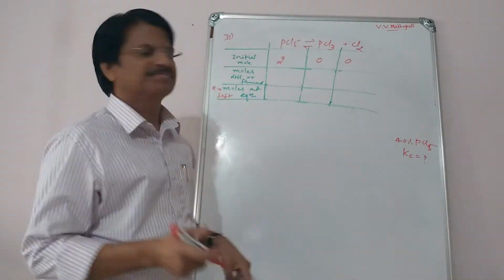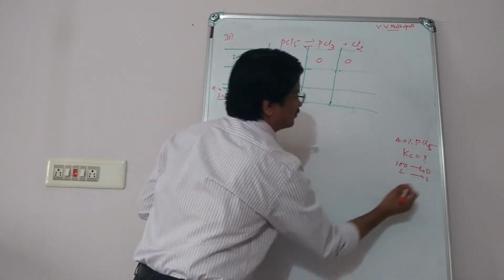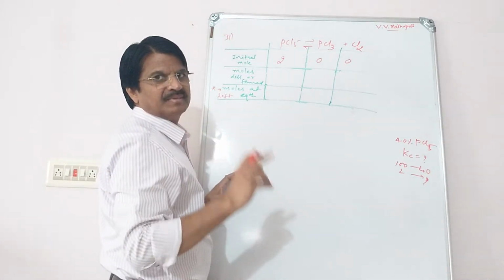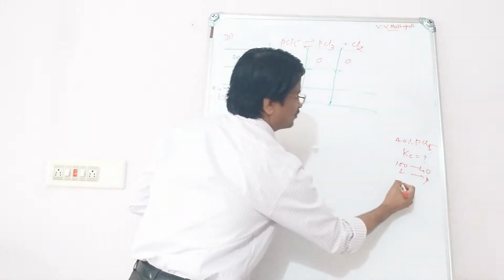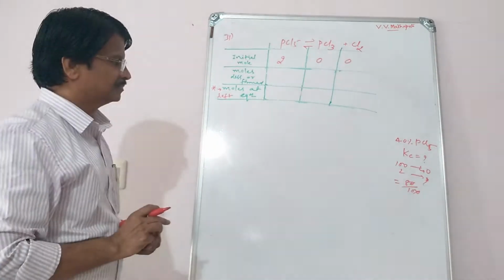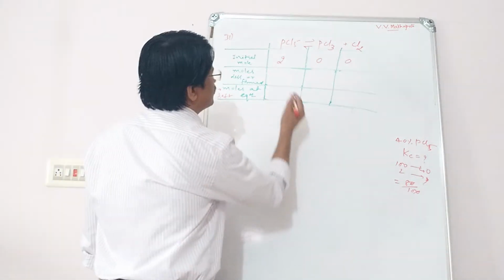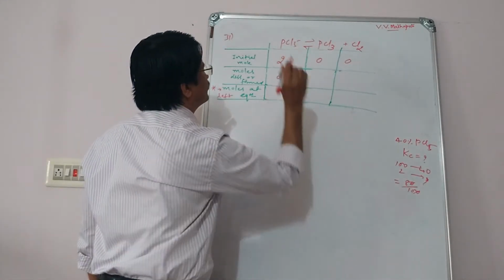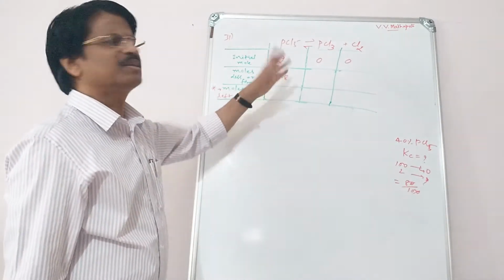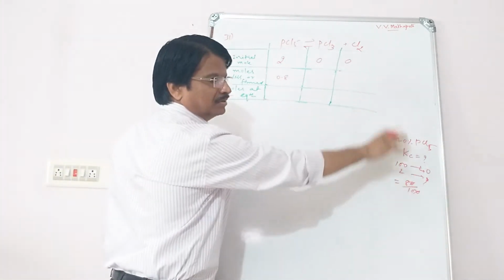40% dissociated means out of 100, 40. Out of 2, how much? 100, 40, 2, how much? 2 into 40, 80, 80 by 100. 80 by 100, how much? 8 by 10, there is 0.8. 40% dissociated means out of 2, 0.8 dissociated over the remaining part. Yes, completed.